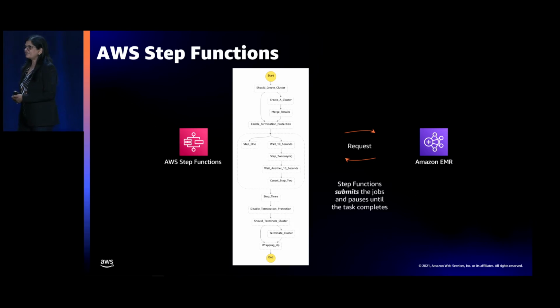And step functions is a favorite to a lot of EMR customers because it is a serverless service that helps you orchestrate your EMR jobs very easily. It has deep integrations with other data processing services on AWS. And if you're using multiple services in addition to Amazon EMR, you can use step functions to orchestrate your entire pipeline. So step functions actually submits the jobs and pauses until the task completes on EMR.